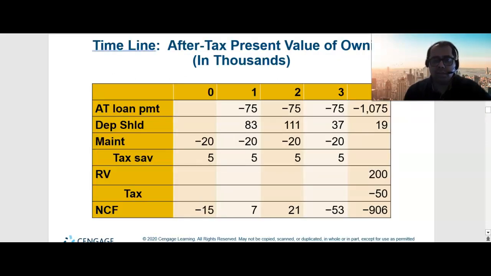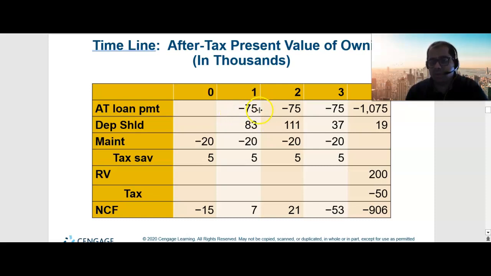So here is what happens if we basically own the asset and we take out a loan, right? So this is what happens. Because you are going to take out a loan, you have to make loan payments, right? So given that the interest rate is 10%, on the loan that you are borrowing, you're going to have to pay 10% interest.